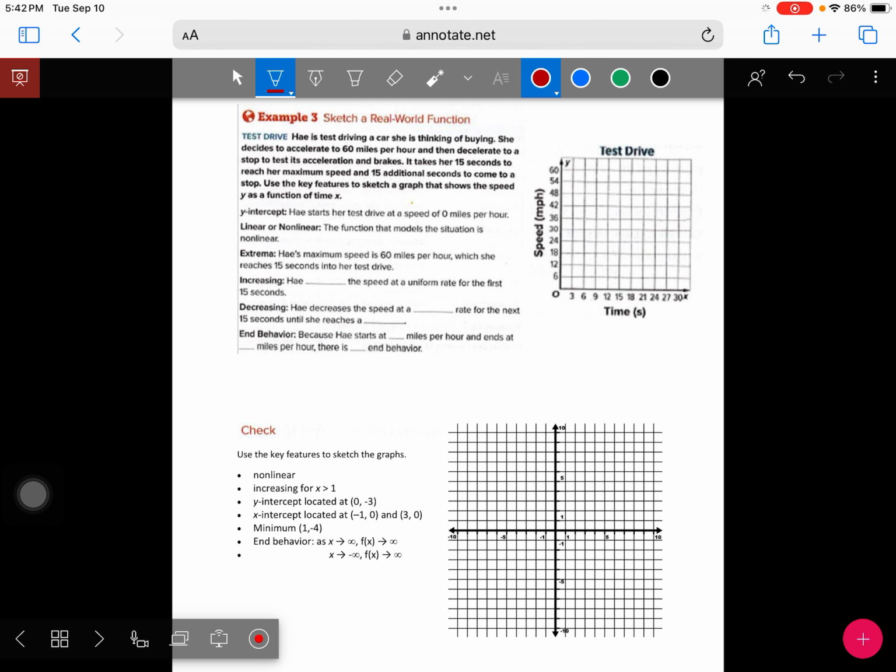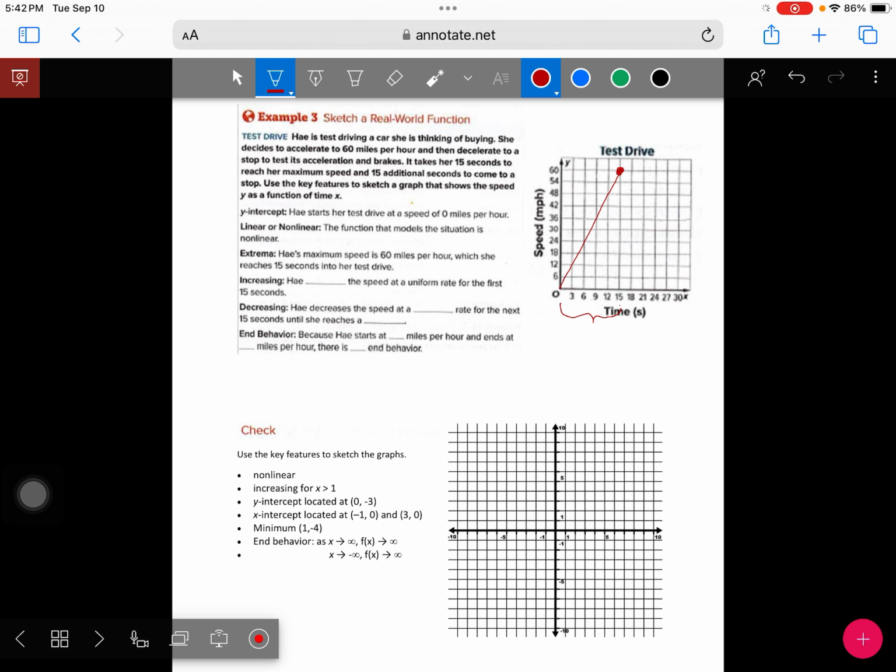And so 15 seconds was right here. So it's going to take her that much time to reach 60 miles per hour. And here's 60 miles per hour. So I'm guessing that she is going to be accelerating at a pretty steady pace. Okay? I don't think she's going to go really fast and then slow down. I think she's going to put the pedal down and try to accelerate to 60 miles per hour.